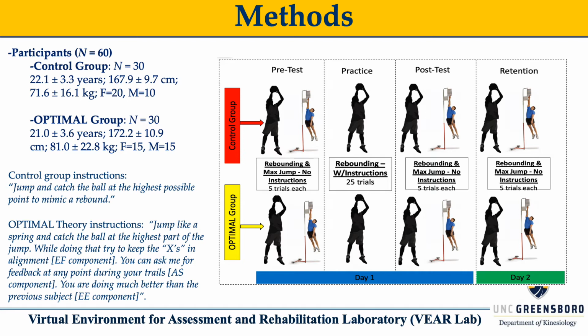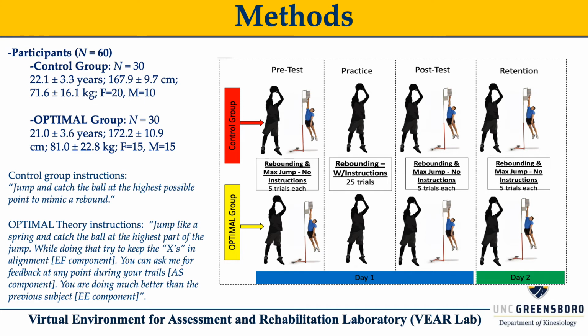Our study design consisted of a pretest for both our main task of a basketball rebound and our transfer task of a maximal effort vertical jump. This occurred for both groups. The only difference between groups occurred during the practice block. As you can see, the directions are to the left. The optimal theory group received instructions that encompassed all 3 components. All participants then did a post-test to end day 1. On day 2, 24 hours later, a retention test occurred for both groups with no instructions given to either group.